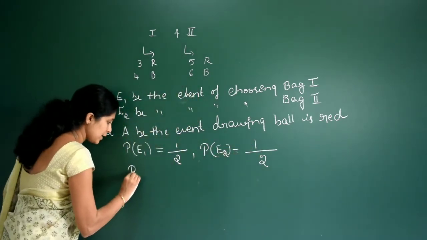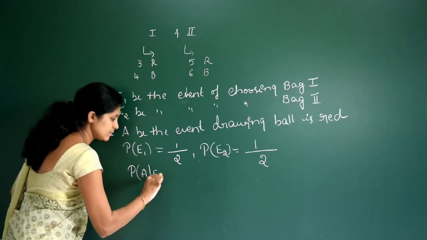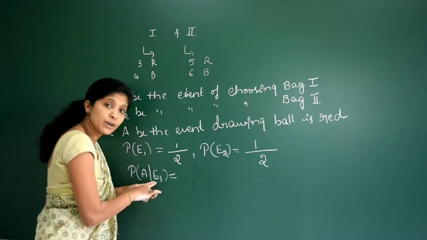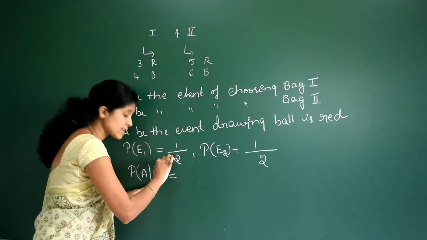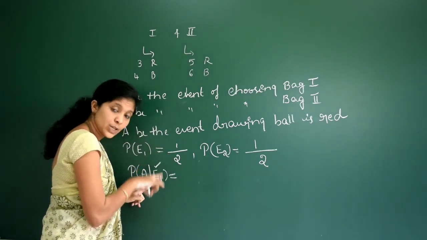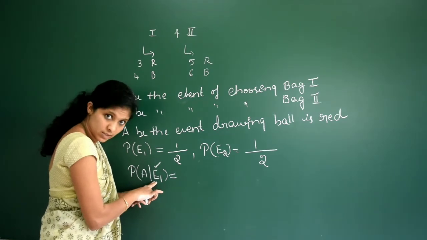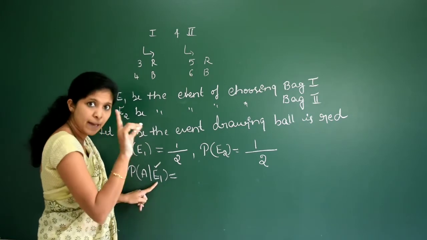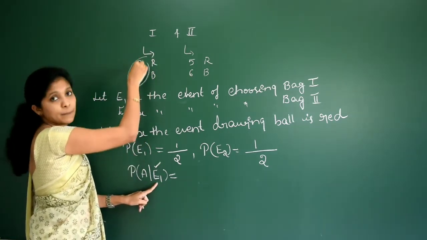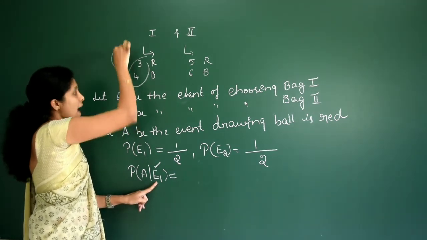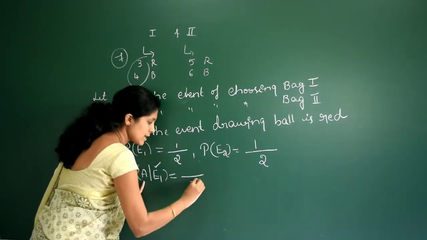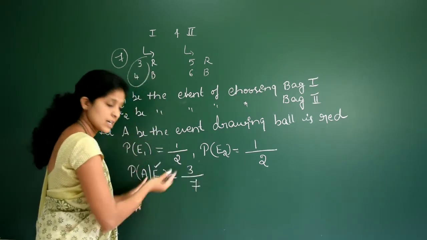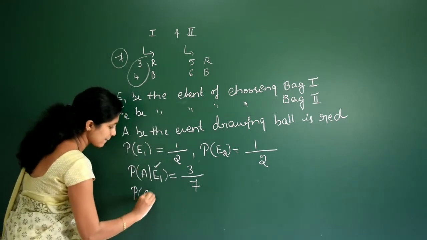Now, next, probability of A by E1. This is nothing but you are finding the probability of a red ball, and it should be from bag first. Already this is given. You are choosing a red ball from bag 1. That means probability of A by E1. E1 is bag 1. How many balls are there here? 4 plus 3, it will be equal to 7. Total number of balls is 7, and in that, choosing a red ball will be 3. Clear? Next, probability of A by E2.